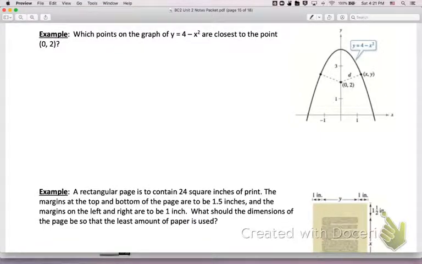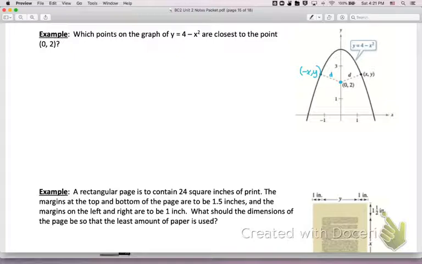So I want to start with this first one here. This is more of an abstract graphical approach. It says: which points on the graph of y equals 4 minus x squared are closest to the point (0, 2)? Now they say which points because we know about the symmetry of a parabola. If the point (0, 2) is on the axis of symmetry, these two distances are going to be exactly the same. So there's going to be another point over here, at negative x, y, that is also going to have the same distance from the point (0, 2).